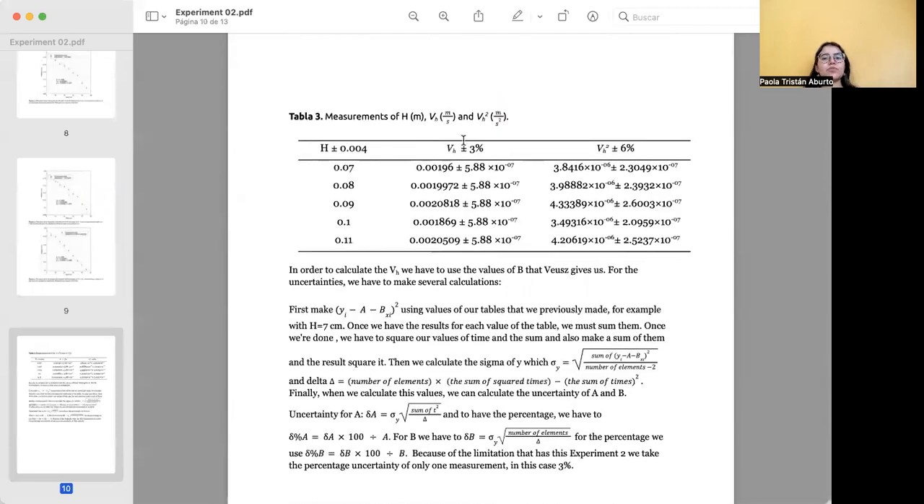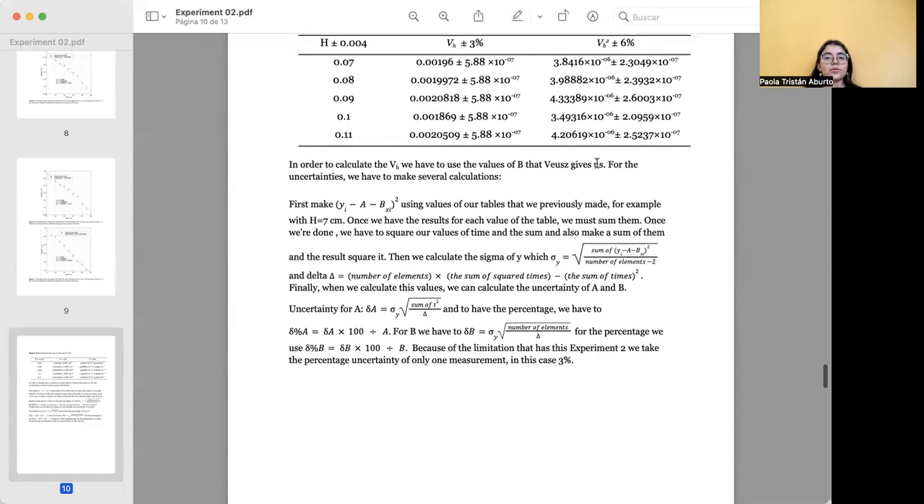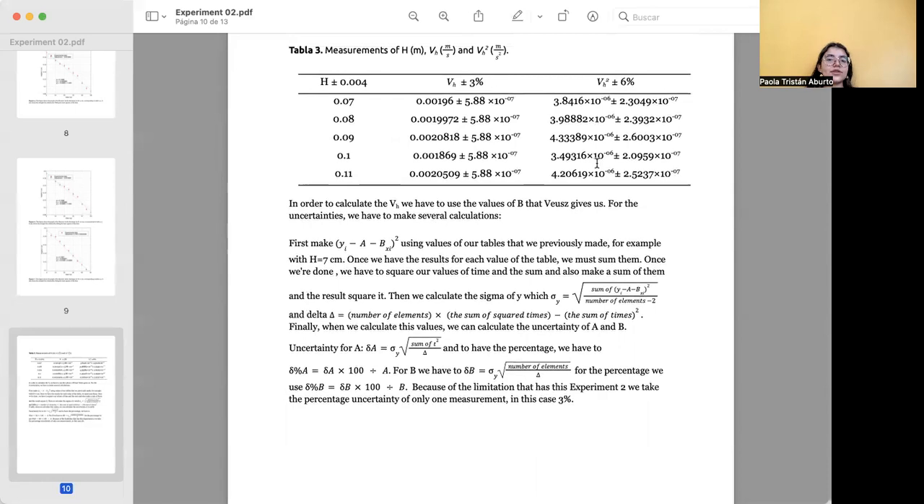After that, we could measure the value of VH and VH squared. So for calculating the VH, we use the value that they show us, which is the value of V, and we only square it so we can obtain the value of H squared. Well, for calculating the uncertainties, we have to make several steps.